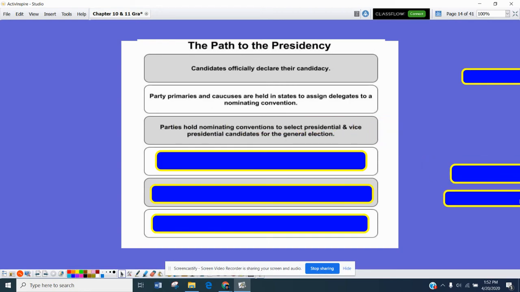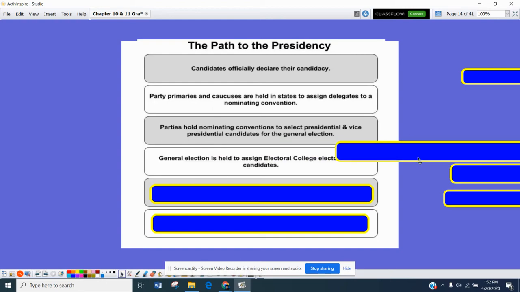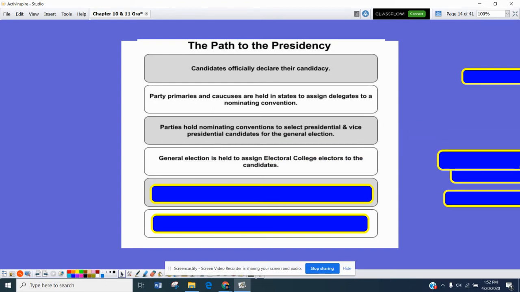From there, the parties will hold their nominating conventions to select the presidential and vice presidential candidates for the general election. Truth is, in this day and age, a lot of times we know who's going to be the nominee before there's ever a convention. Like in 2020, that's pretty much already been decided. And we haven't even had, for the most part, a primary in our state, but we kind of know who the major candidates are going to be.